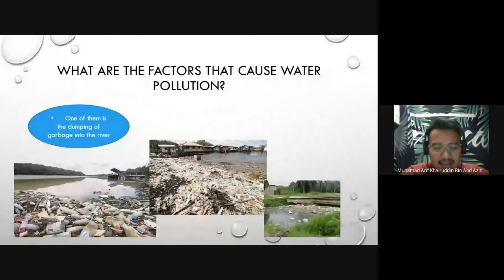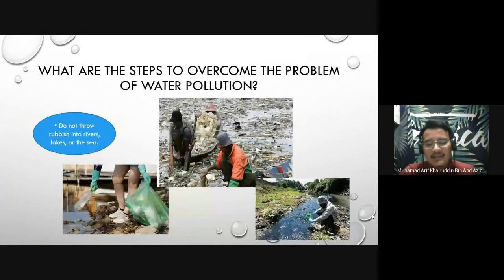The second answer is the step: do not throw rubbish into rivers, lakes, and the sea. For measures to overcome the problem of water pollution, there are 3 points. The first point, we can clean the rubbish on the beach and the sea. Collect the rubbish, put it in the rubbish bin nearby, and carry out recycling activities.